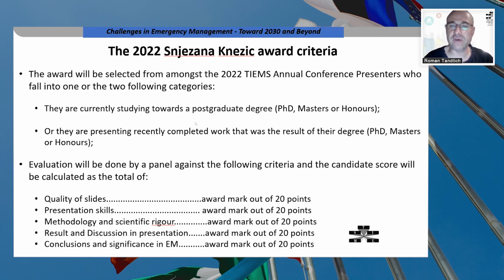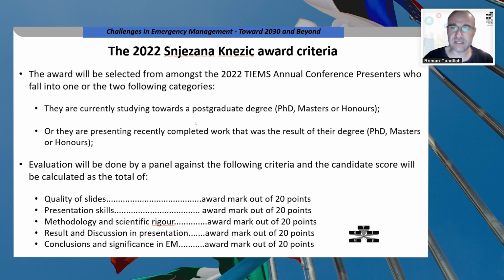Now, from what we saw so far in the conference and what we will still see by the end of this week, there will be two broad categories that will be under consideration. These are presenters who are currently registered for a postgraduate degree, either honors, master's, or PhD at a tertiary or higher education institution, and who are presenting papers in a given TIEMS annual conference. Or we will also consider students who have recently graduated or who have presented parts of their work that has resulted in a postgraduate degree, like the categories that I've mentioned, so honors and up.